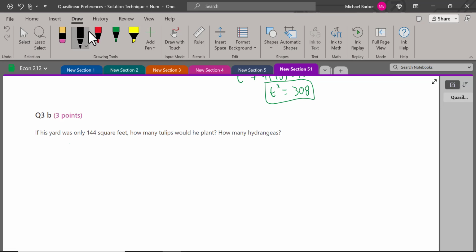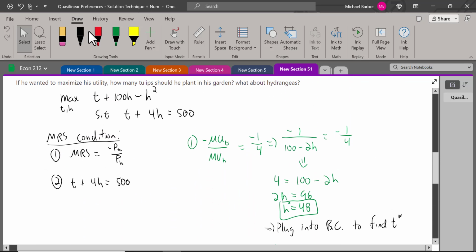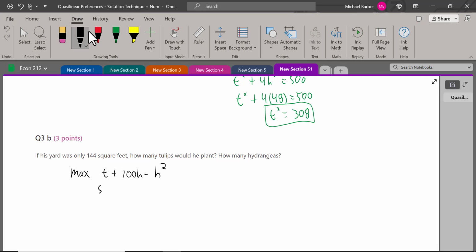So the problem is to maximize, sorry, my dog is really interested in what's happening outside, this utility function again, which is T plus 100h minus h squared, I believe. But now the new constraint: the price of tulips, the room it takes to plant them, is still 1. It's still 4 for hydrangeas. But we only have 144 square feet to plant where we used to have 500. So it's really just this part that's changing.